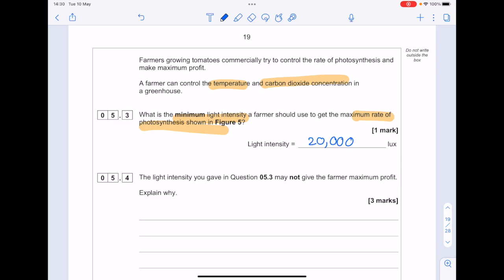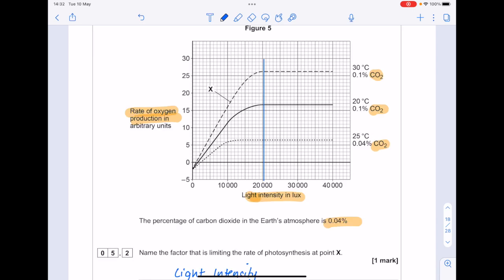The light intensity you gave in question 5.3 may not give the farmer maximum profit. Explain why. So if you look at this graph, it's not just light intensity which is affecting the rate of oxygen production, i.e. the rate of photosynthesis. We also need to consider temperature. We can see at higher temperatures, photosynthesis occurs faster, as well as at higher carbon dioxide levels, and all of these things cost money, because look, this is atmospheric CO2 here.